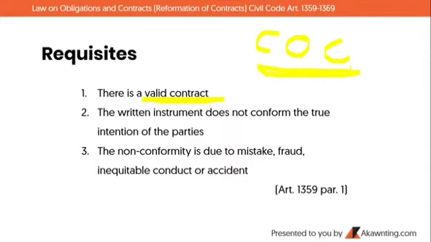Okay? So, number 2, the written instrument, yung kasulatan that represents the contract does not conform to the true intentions of the parties. Okay? So, hindi siya tumutugma. Okay? May napag-usapan tayo, pero nung nakasulat na sa papel, hindi siya parehas. So, anong masusunod? Siyempre, kung ano yung napag-usapan talaga natin.